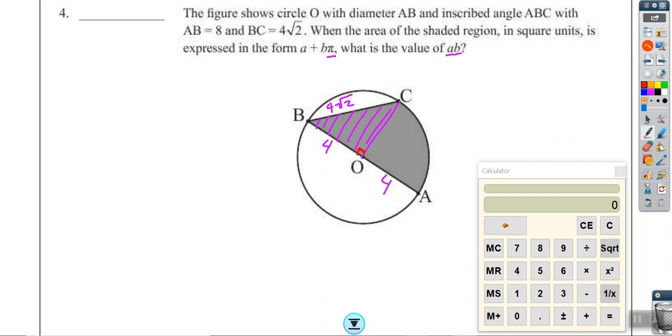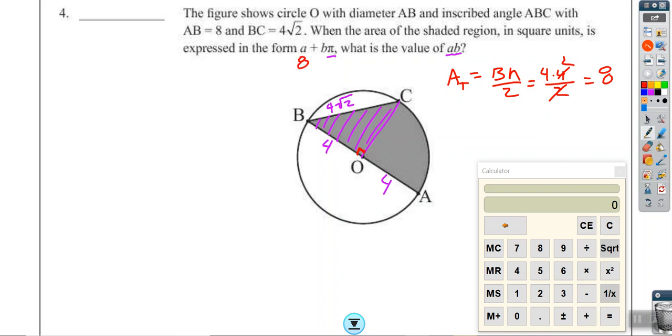So now all I have to do is find the area of the triangle and then find the area of the quarter circle, the sector of the circle. So here we go. So find the area of a triangle. It is base times height divided by 2. So we have 4 times 4 divided by 2. So I'm just going to reduce first, and so that gives us 8. So we can safely say that our a value is going to be 8.